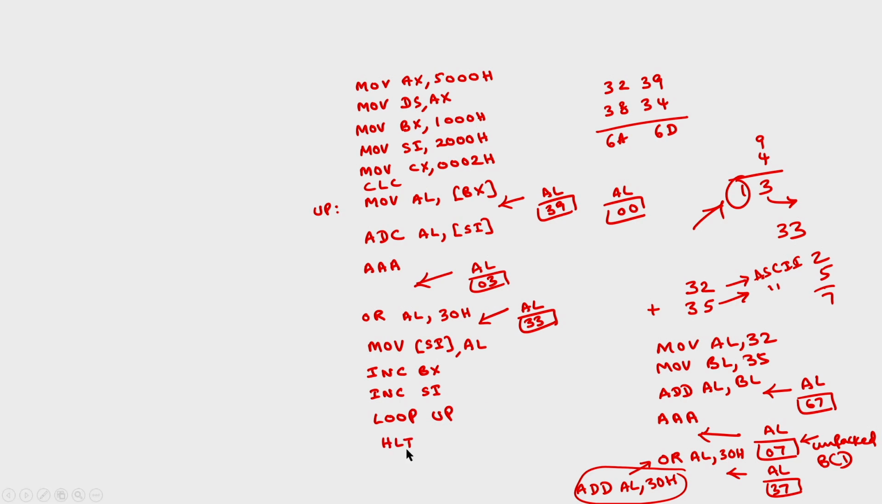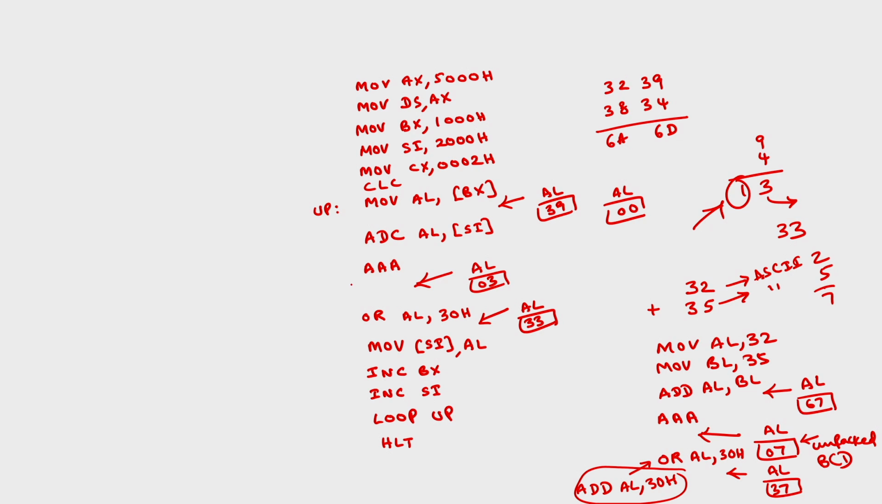This is the program for ASCII addition. Mainly these two programs will demonstrate the functions of DAA and AAA. These are two important instructions, because a layman understands only the decimal digits. That is why he will expect the result also in decimal.